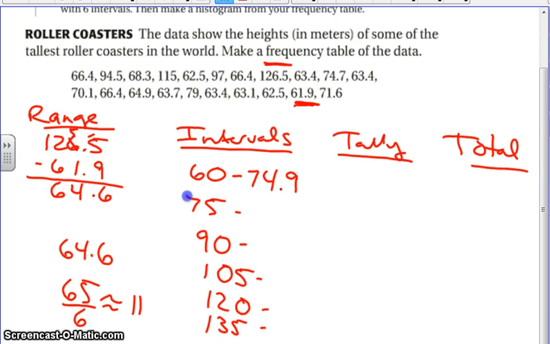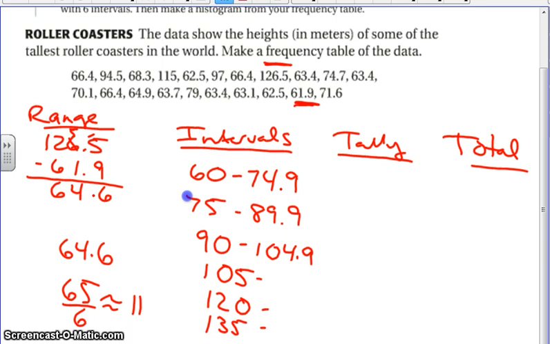They end just before the next one begins, right? So, who can tell me where the second interval ends? We go from 75 to what, Rachel? 89.9. Good. Right before 90. See that? And then we go from 90 to what? Juliana, where do we go? Just before 105 would be 104 point what? Good. Okay. And we go from 105 to just before 120.